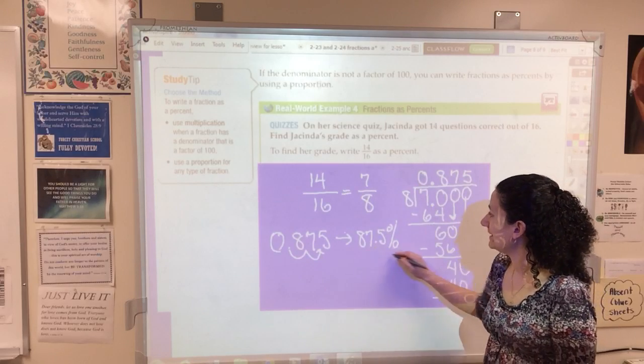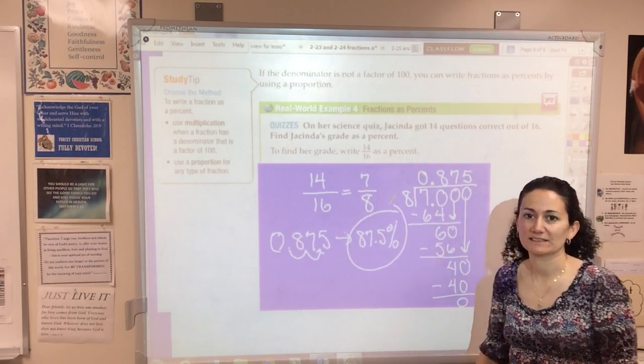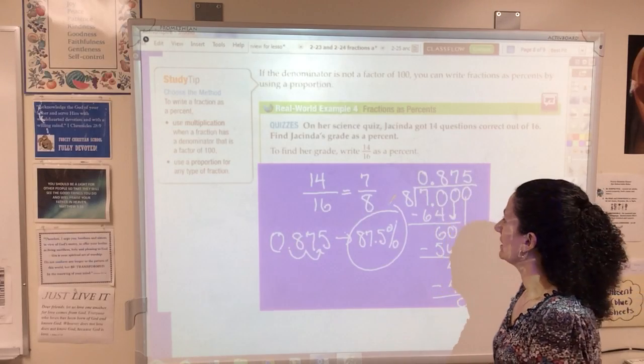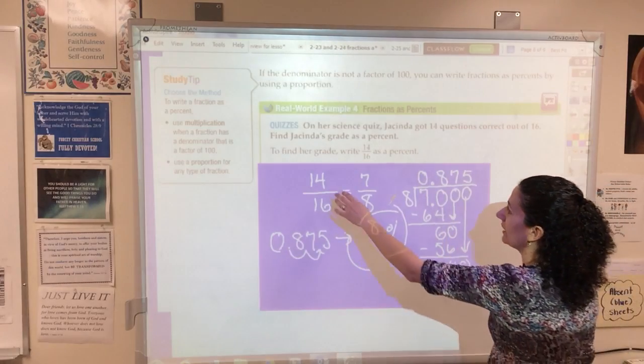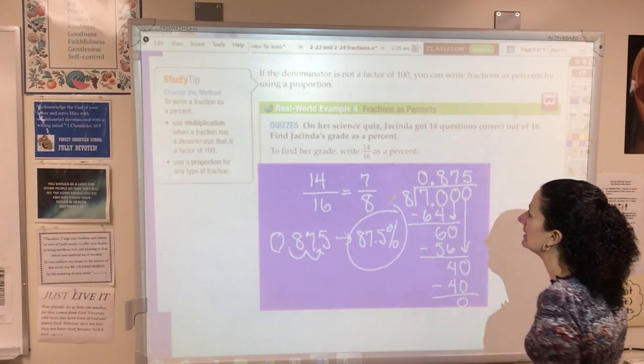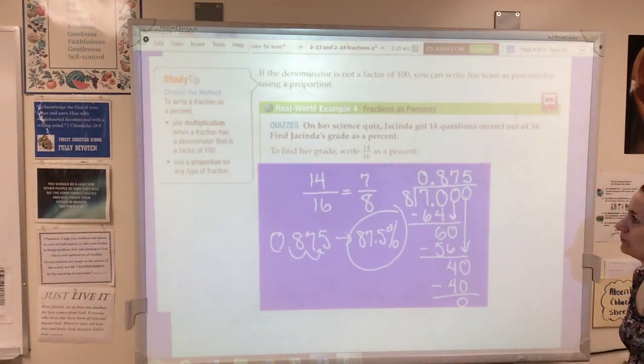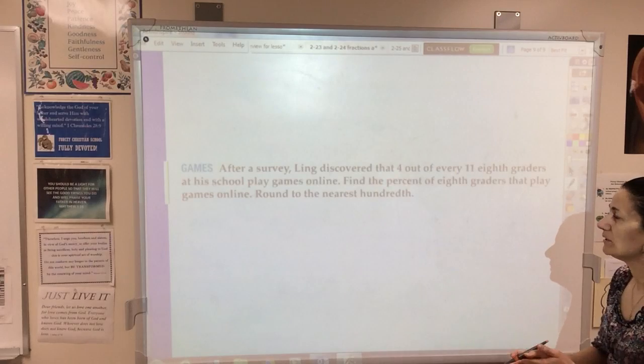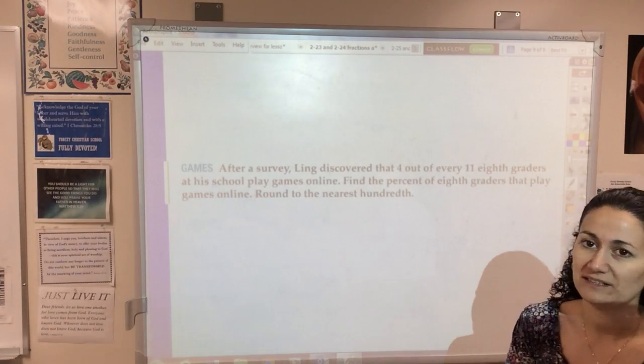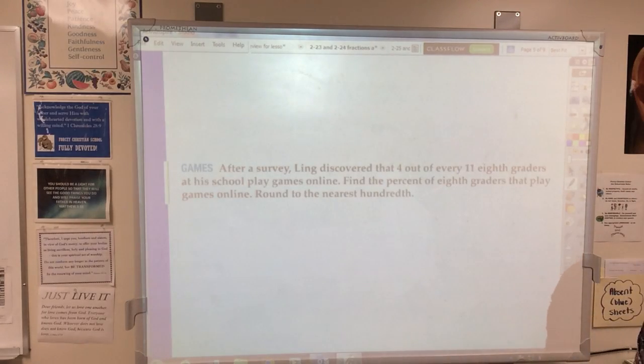So Jacinda got an 87.5 on her test. It's a B+, pretty good. So that's how you convert a harder fraction to a percent. Let's look at one more example. Make sure you're writing down all of these examples on your note sheet so you can bring them to class as you practice tomorrow.